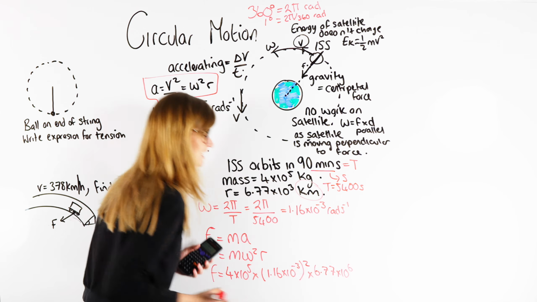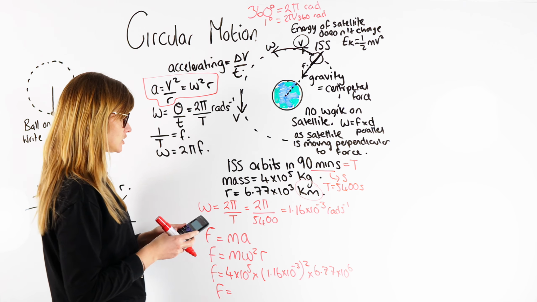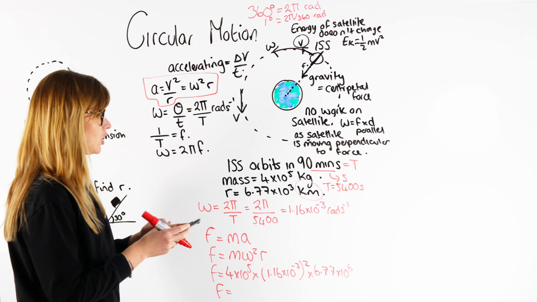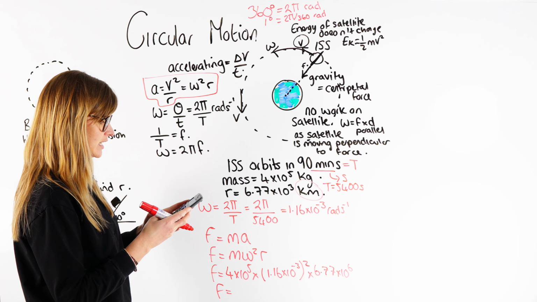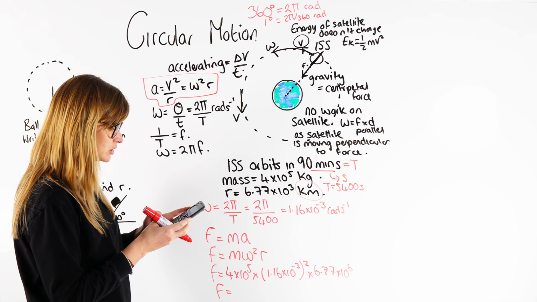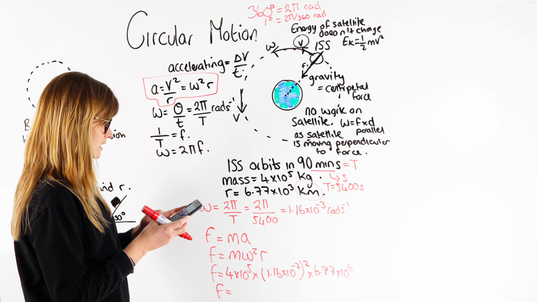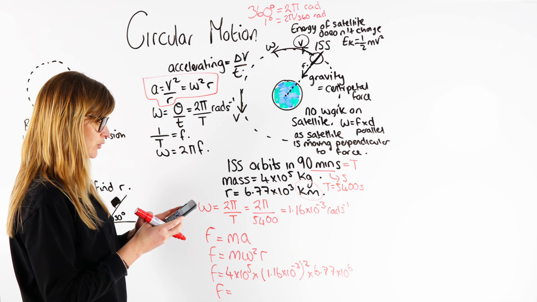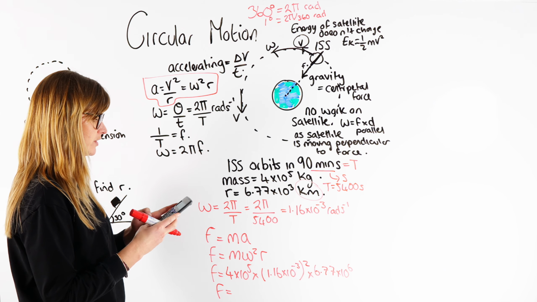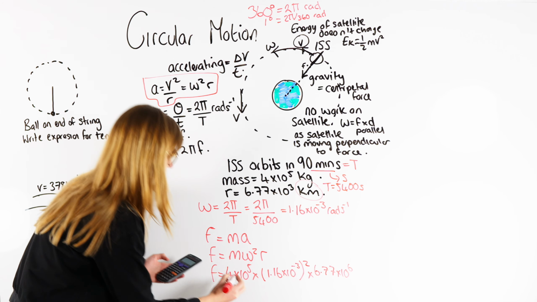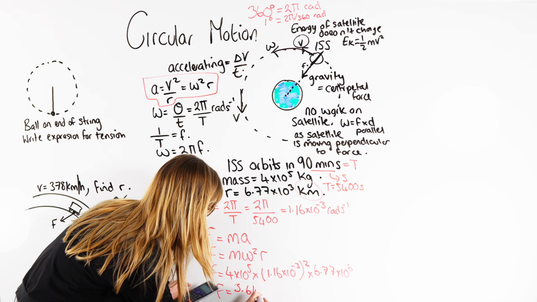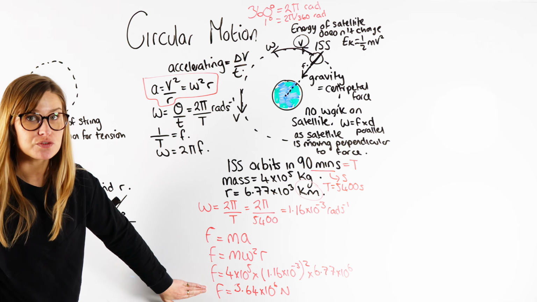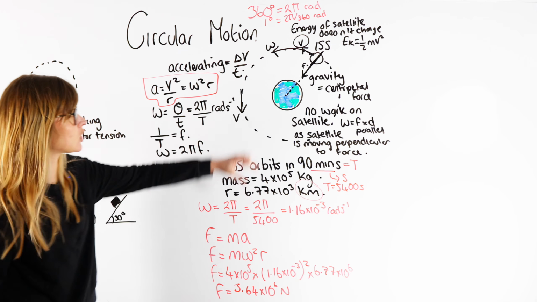So now to calculate what our centripetal force on that International Space Station is, we should do our squared bit first. We'll do 1.16 times 10 to the negative 3 squared. We're going to multiply by 6.77 times 10 to the power of 6. And we're going to multiply by 4 times 10 to the power of 5 to figure out what our force is on that satellite, and it comes out at 3.64 times 10 to the power of 6 newtons. So again, that is our centripetal force on that satellite, and we know that centripetal force is caused by gravity.